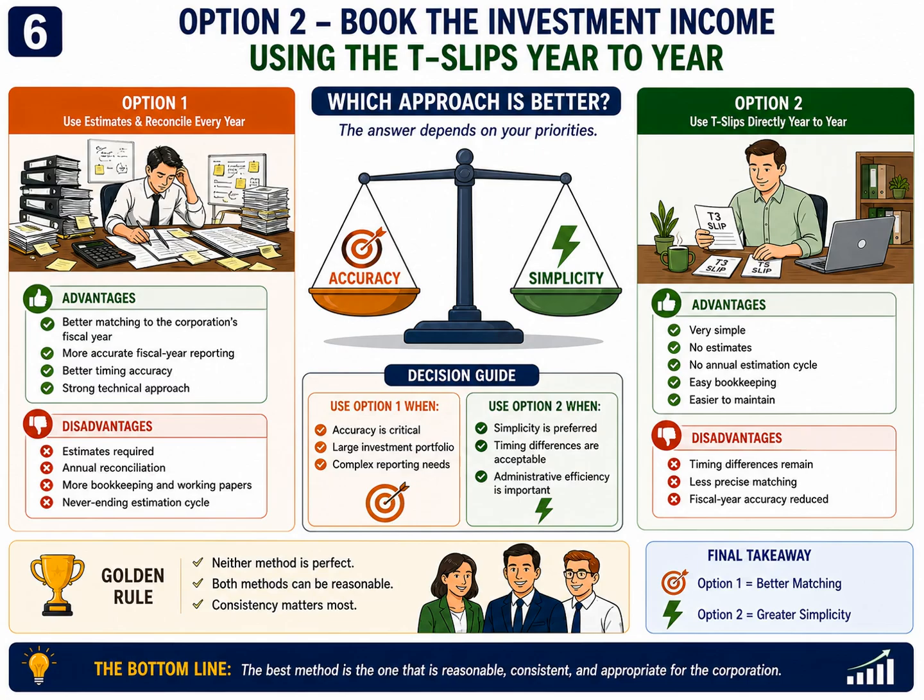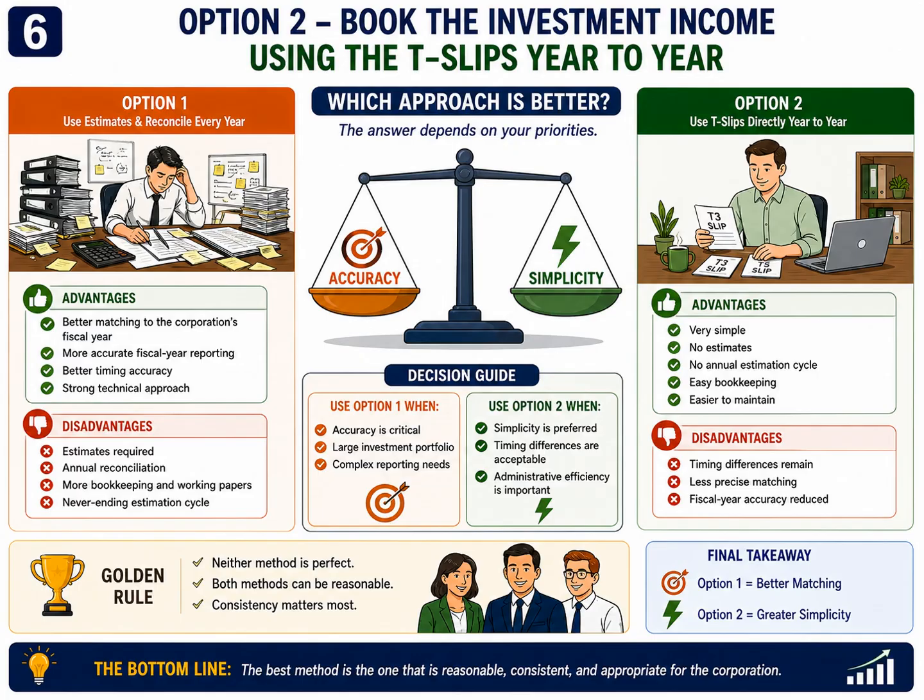This brings us to the balancing scale shown in the center of the slide. On one side is accuracy. On the other side is simplicity. Option 1 leans toward accuracy. Option 2 leans toward simplicity. Neither side is inherently right or wrong. The choice depends on what matters most in a particular situation.